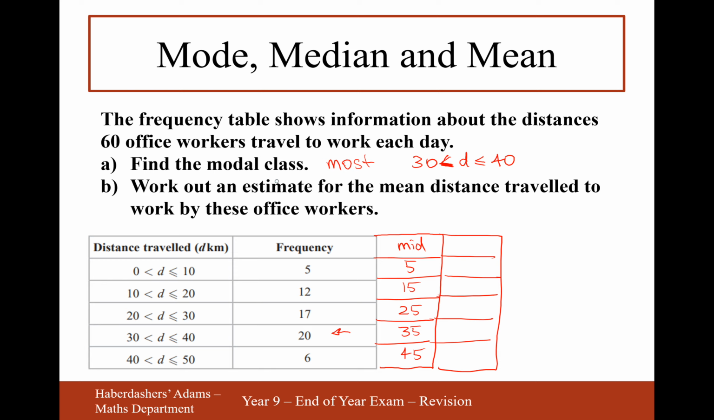Now, just to go back to the question, why does it say estimate for the mean? The reason it says estimate for the mean is because I don't know the exact data of each worker. If I had the exact distance of each worker, then I could work out an exact mean. But all I know is that I have 5 workers in between a distance of 0 to 10.